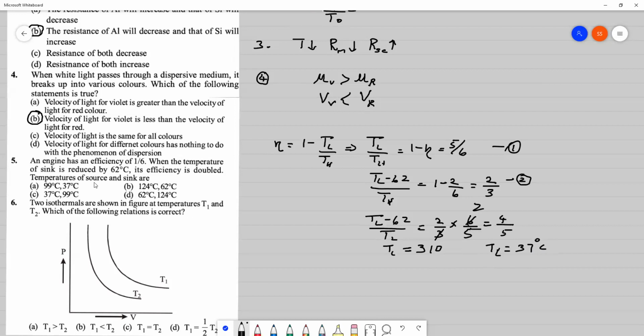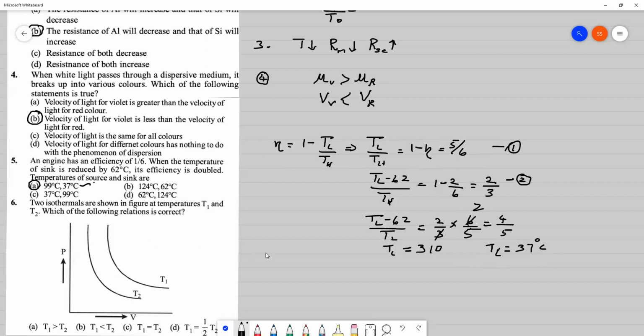Here, they are asking for source and sink. So the sink only we have found. Sink is 37. Only one option has the sink as 37, so this should be the right answer. Anyway, by substituting TL equal to 37 in the first equation, you can find TH: TH is equal to 37 into 6 by 5. You can always find TH here. So that is how you will do this problem. The correct option is 1 here.